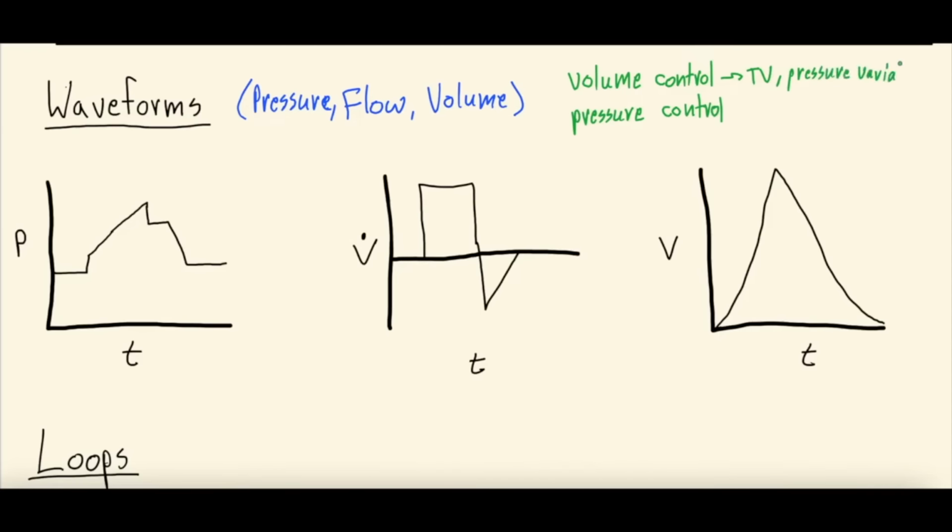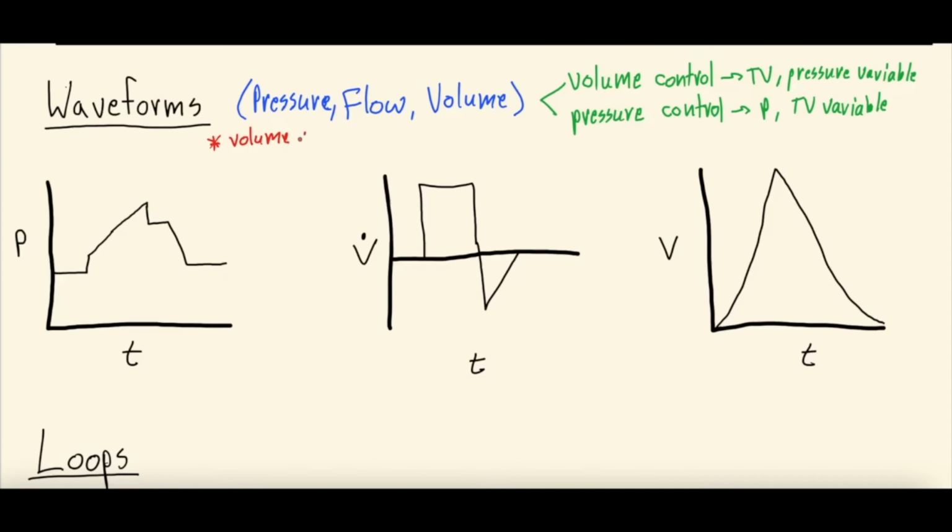Whereas pressure control is you set the pressure, and then the tidal volume is the variable that will change based on the pressure you set. So you're controlling the volume in volume control, and you're controlling the pressure in pressure control. But as such, the pressure, flow, and volume waveforms will look different. So what we have drawn down here are these waveforms if the patient is on volume control.